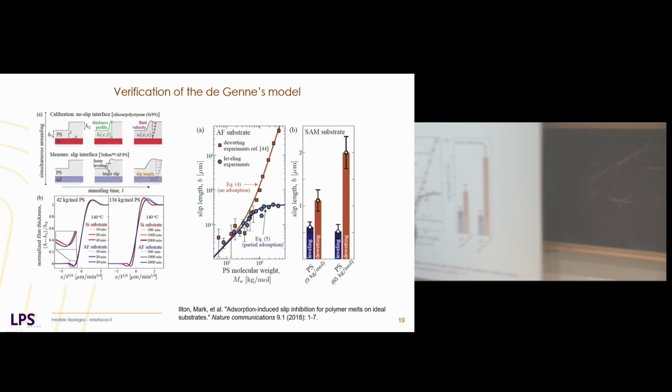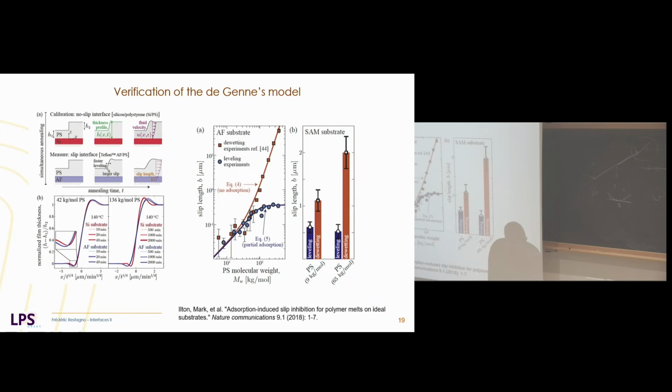What they have is that at low velocity, at low molecular weights, they recover a slip length which increases like the molecular weight to the power one, like in the Rouse regime. Well, they were not able to measure long slip lengths with this kind of experiment. So they have done another experiment. And the way I'm explaining it is, I agree, a little bit messy. So I apologize for that.